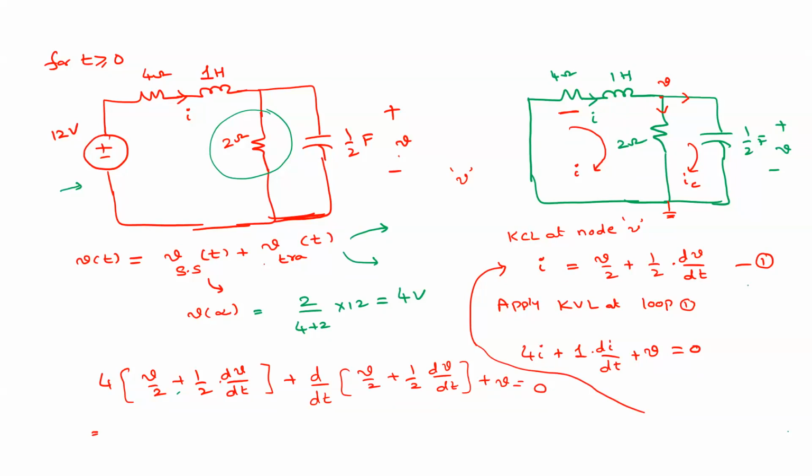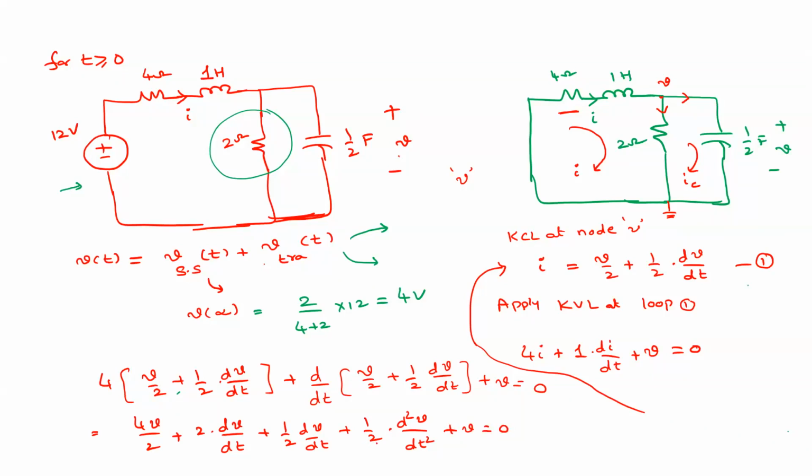Right. So what is this expression? 4 into v by 2, plus 2 into dv by dt, plus 1 by 2 into dv by dt. What else you have? 1 by 2 into d square v by dt square plus v equal to 0. Is this correct? Yes, sir. Okay.